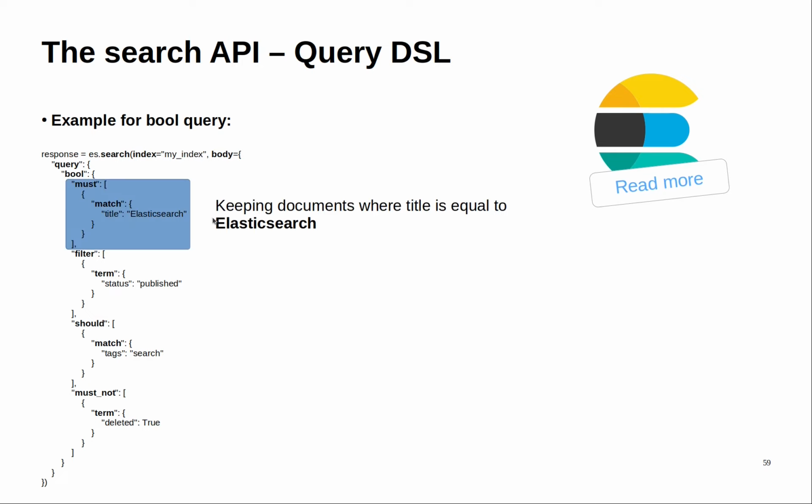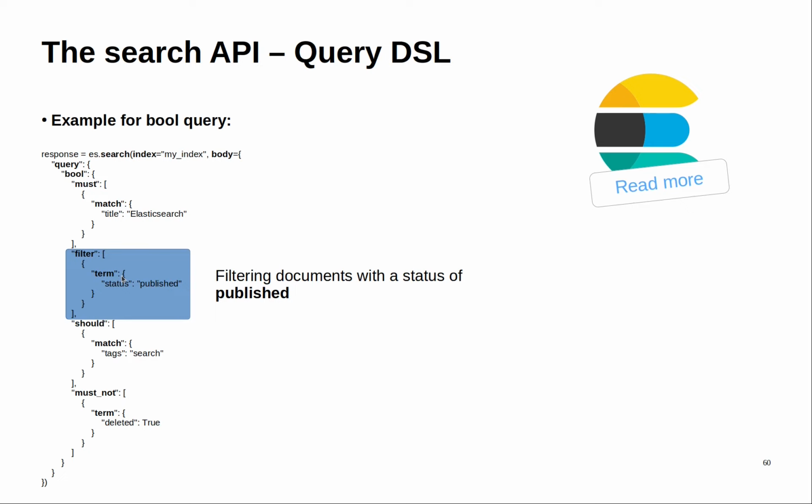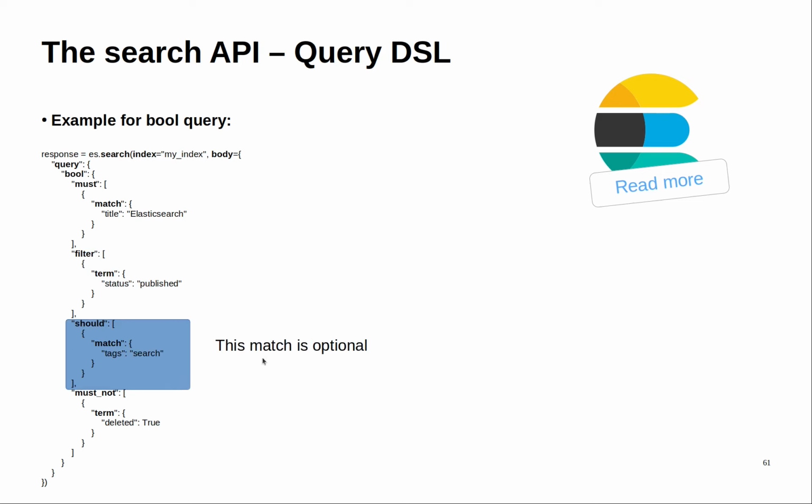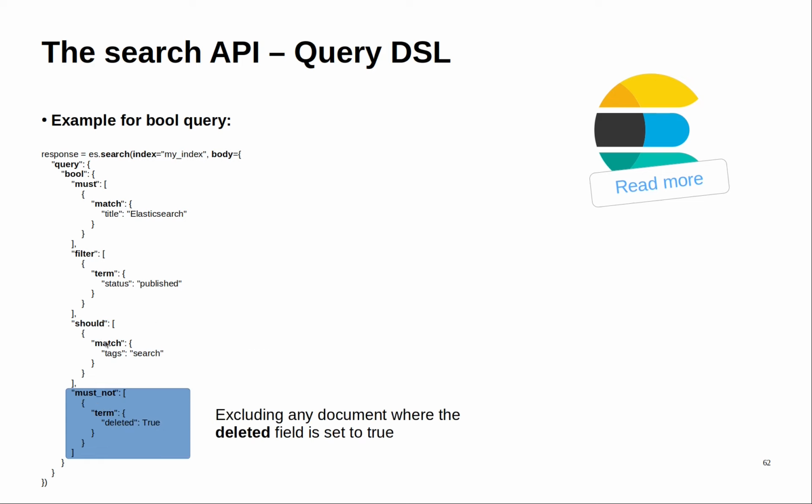So must, here we are trying to keep documents where title is equal to ElasticSearch. So must is like AND in logic. Filter basically means you will keep only documents with a status of published. Should, this match is optional. So if a document matches this, that's good. If it doesn't, no problem. So should is an optional option. Finally, we have must not, which means that we are excluding any documents where deleted is true.